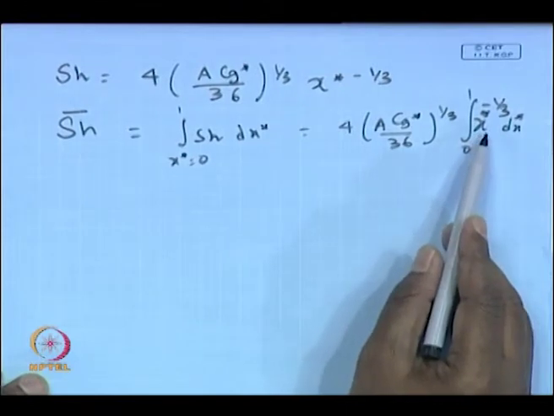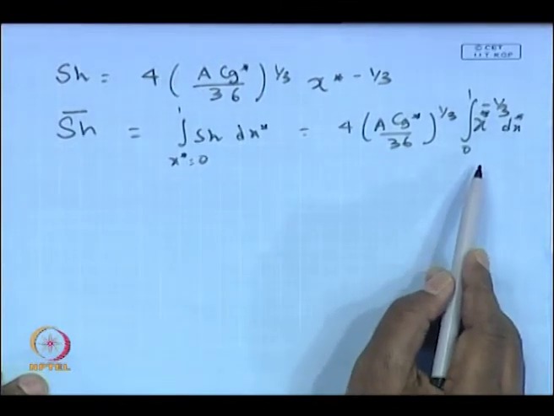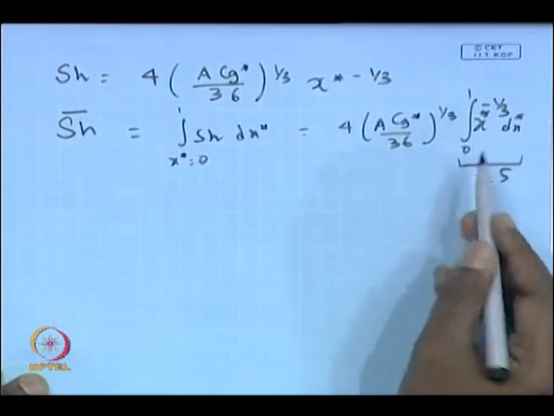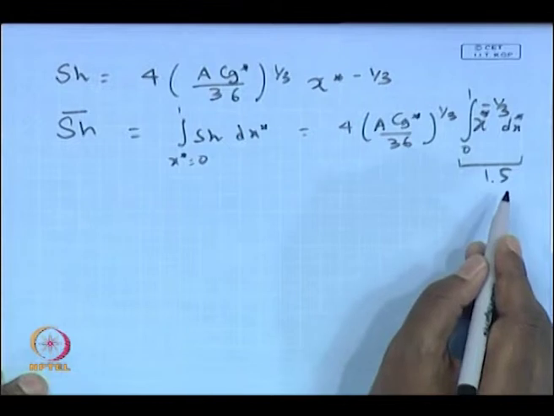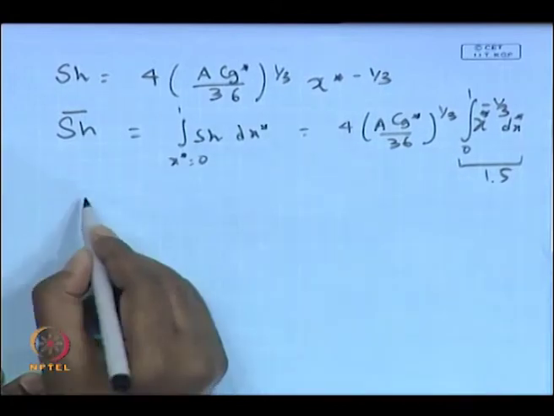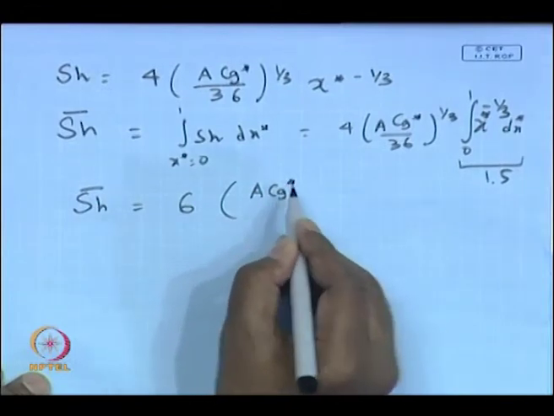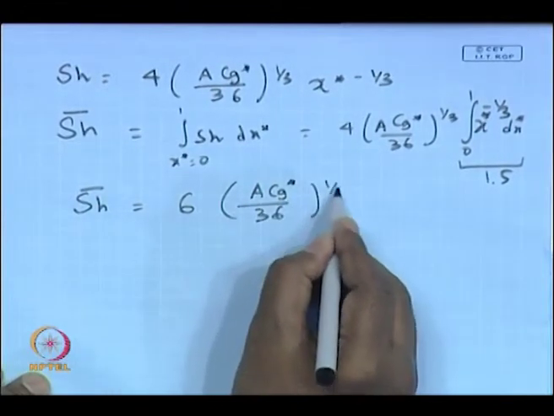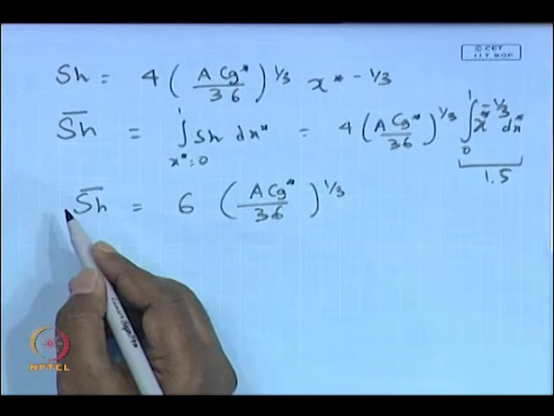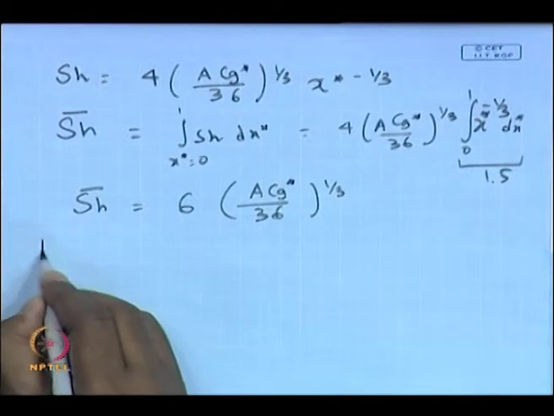So, its integration will be x to the power minus 1 upon 3 plus 1 divided by minus 1 upon 3 plus 1, so 2 by 3. So, you will be getting a value 3 by 2 or 1.5 here, and after integration that will be 1.5. After integration the whole integral becomes 1.5, 1.5 into 4 it becomes 6. So, Sherwood number average becomes 6 (A Cg star divided by 36) raised to the power 1 upon 3. Okay. Now, you can put the value of A. Okay, we will do that. Now, next we find out what is the length averaged permeate flux.